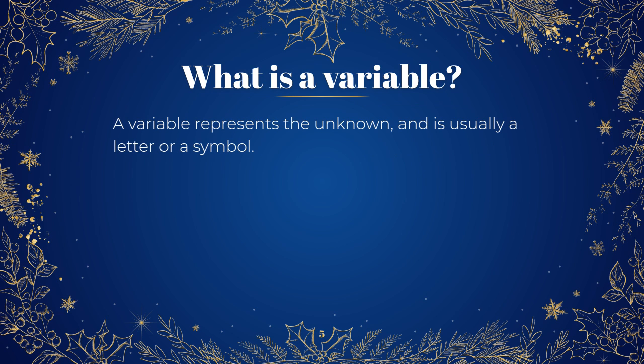Another vocabulary term that you need to know is variable. A variable represents the unknown, and it's usually a letter or a symbol. In this case, almost every time it's going to be a letter. The most common letter that you'll see is x. Even in that last example, 3x equals 15, x would be my variable because it represents the unknown. Whenever I solve for x, I'm figuring out what x is. So it's no longer unknown after I solve.